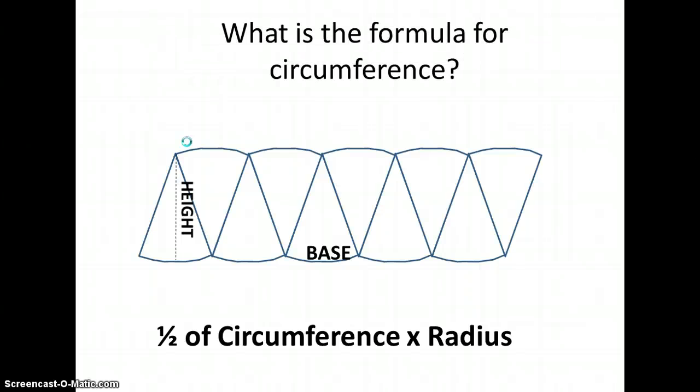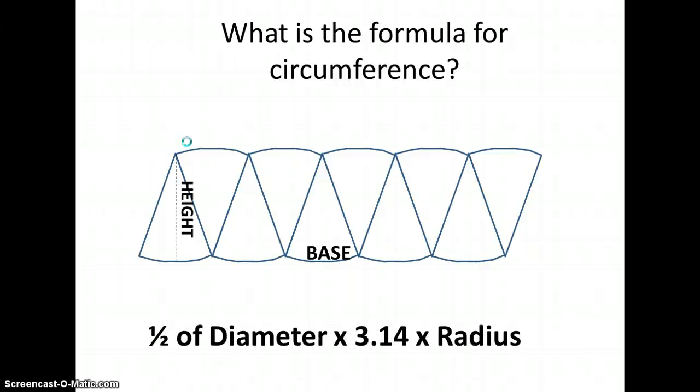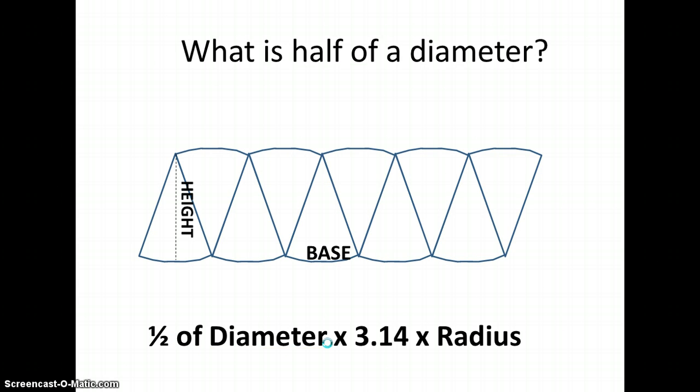What's the formula for circumference? It's diameter times pi, right? So really we can replace circumference with diameter times pi. So we're taking half of the diameter, which is what? What is half of the diameter? You might recall that half of the diameter is the radius. So I'm going to replace half of the diameter with radius.